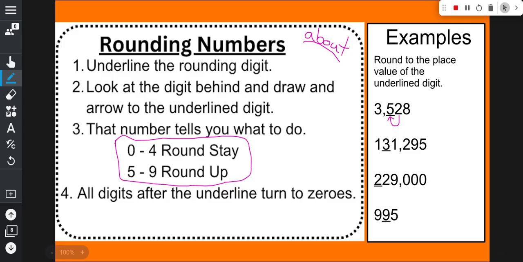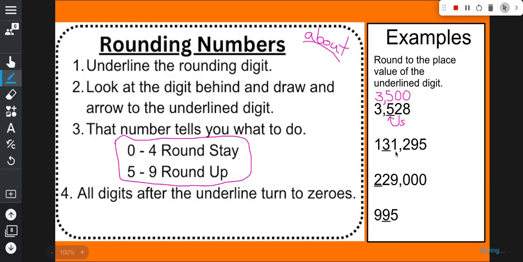Now, I hear a lot of people say we round down. Try not to use that term, because when we round down, we think sometimes that we need to make the number smaller. And we aren't going to make the rounding digit any smaller than what it already is. So I like to use the term round stay. So the 2 is telling the 5 to stay. So the 5 is going to stay a 5. Everything in front of it stays. Everything behind it turns to zeros.